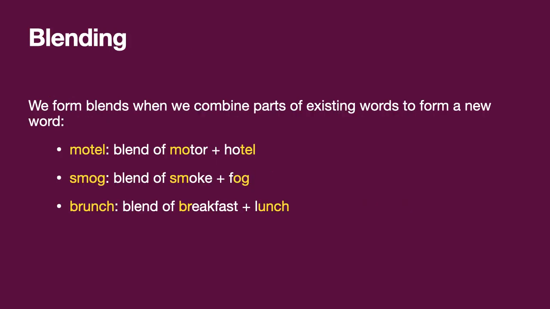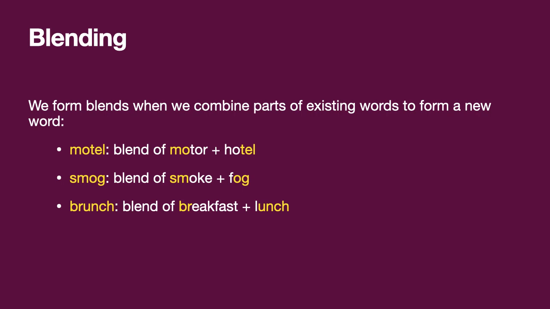The next form of word formation is blending. We form blends when we combine parts of existing words to form a new word. So for example, we have the word motel. Motel is a blend of motor plus hotel. But suppose you combine the two, motor and hotel, and made it motor hotel, that would have been an example of compounding. But instead, what we are doing is we take only the first syllable of motor, which is mo, and the last syllable of hotel, which is tel, and then you make it motel.